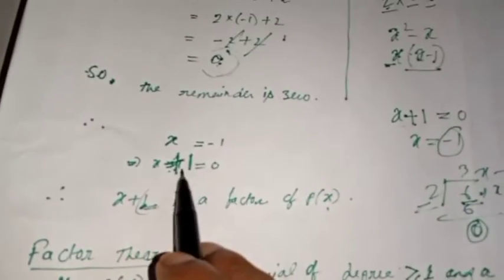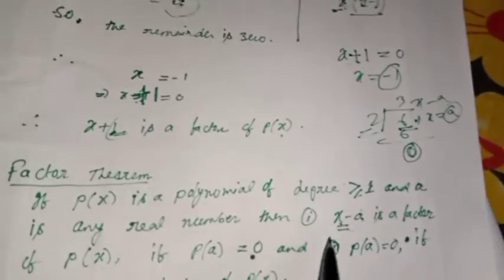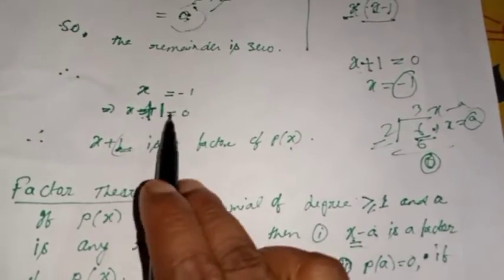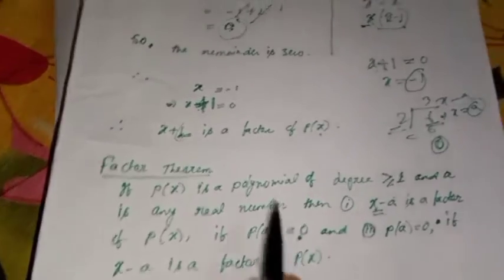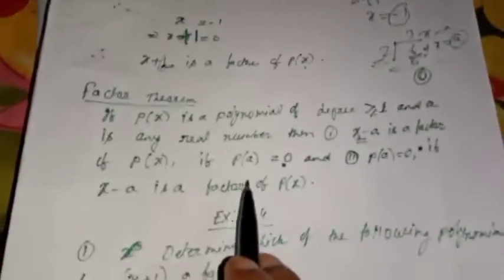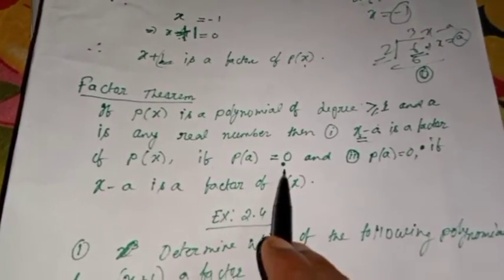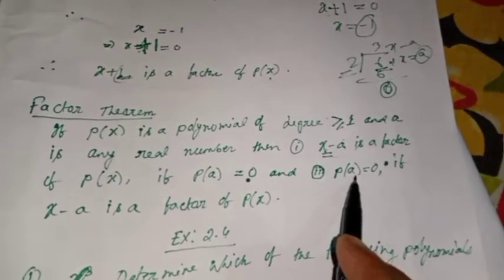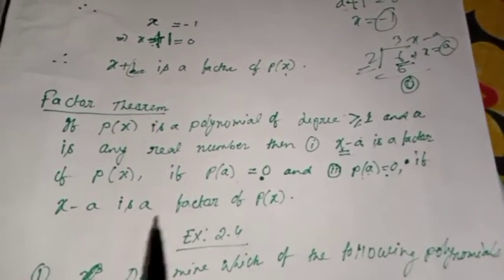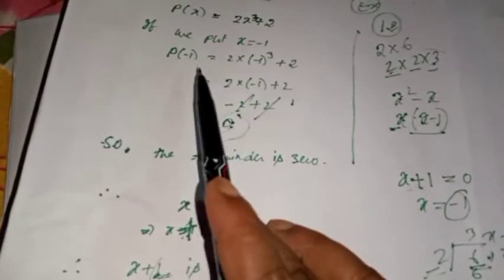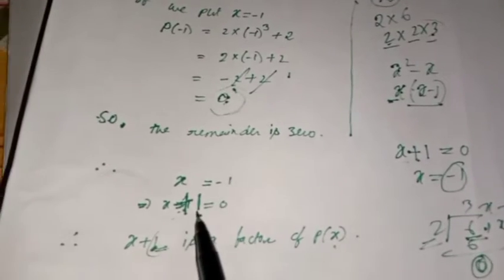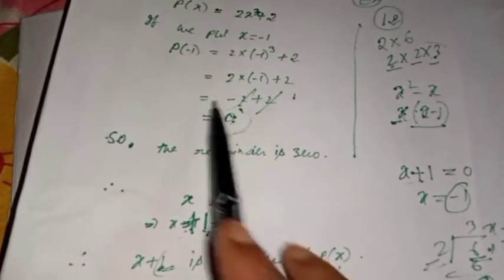Understood? Similarly, if in place of x minus a, you write x plus 1, then p(-1) is equal to 0. Is this satisfied by the remainder factor theorem? Yes. So if p(a) equals 0, then x minus a is a factor of p(x). In this case, if p(-1) is equal to 0, then x plus 1 is a factor. Or if x plus 1 is a factor, then p(-1) is equal to 0.